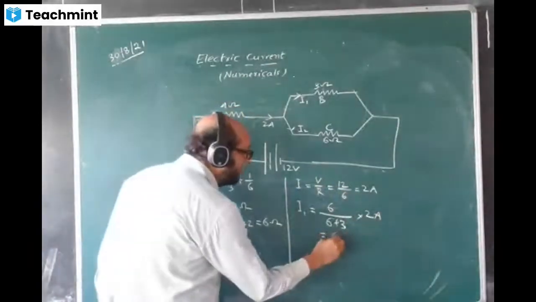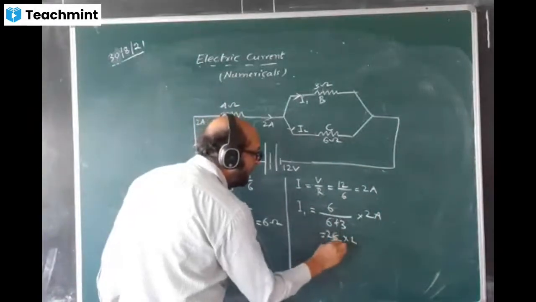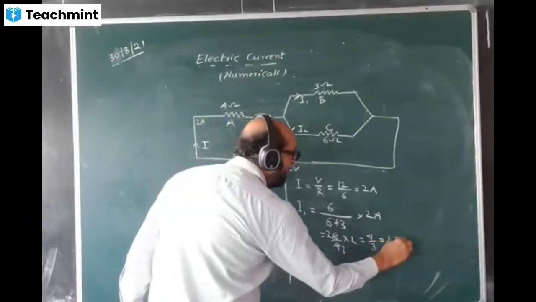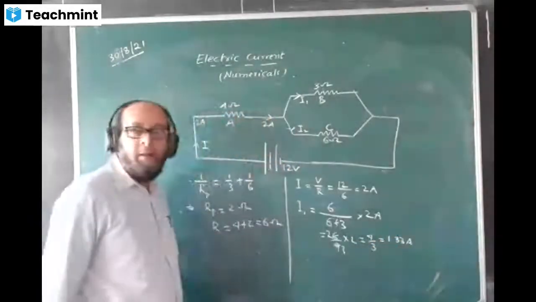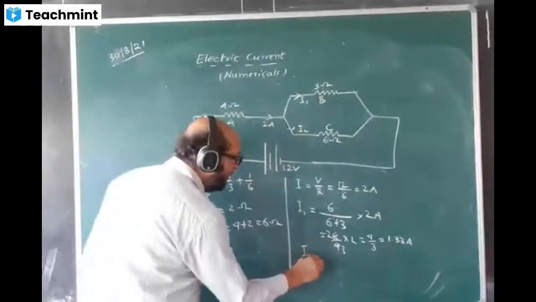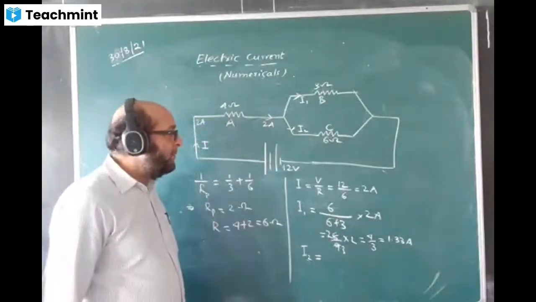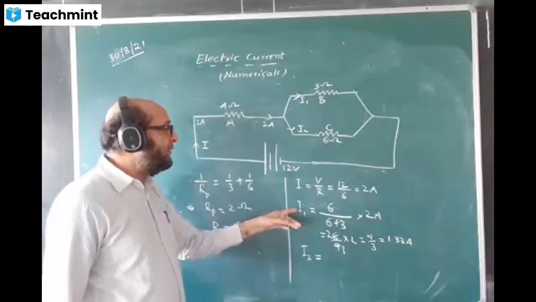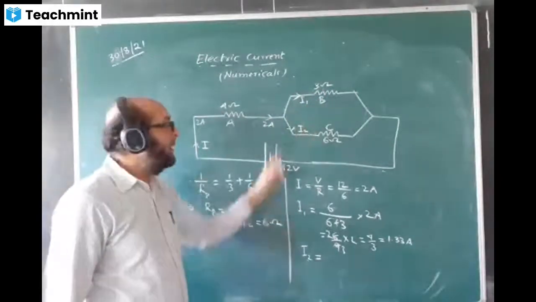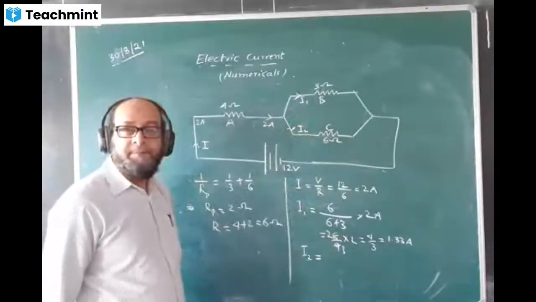Now we'll find the answer. This comes to 6 by 9 into 2. Cancelling, 3 3s are 9, 3 2s are 6, so it is 4 by 3. The answer is 1.33 ampere. This is the amount of current flowing through this branch, denoted by I1. That is the value I'm finding. Now we'll find I2.